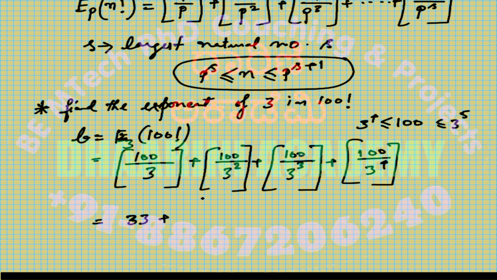Plus the next number, 100 by 3 square: 3 square is 9, 9 into 11 is 99 point something, so there is a remainder, you can leave that. Then 3 cube is 27. 27 can be multiplied 3 times, still it is less than 100. And 3 to the 4 is 81, which goes one time. You can see that it is 33 plus 11 plus 3 plus 1, so 48 is the required answer. So 3 to the power 48 comes in 100 factorial.